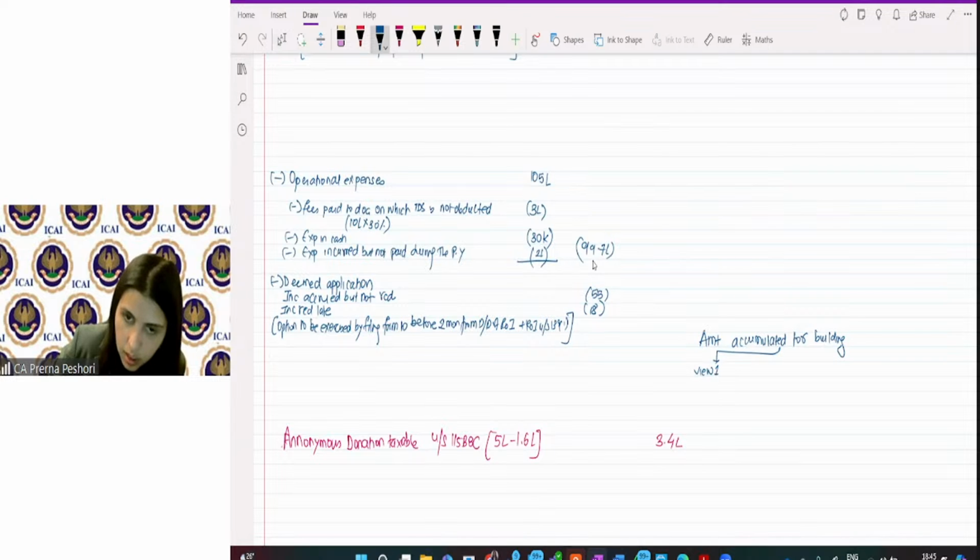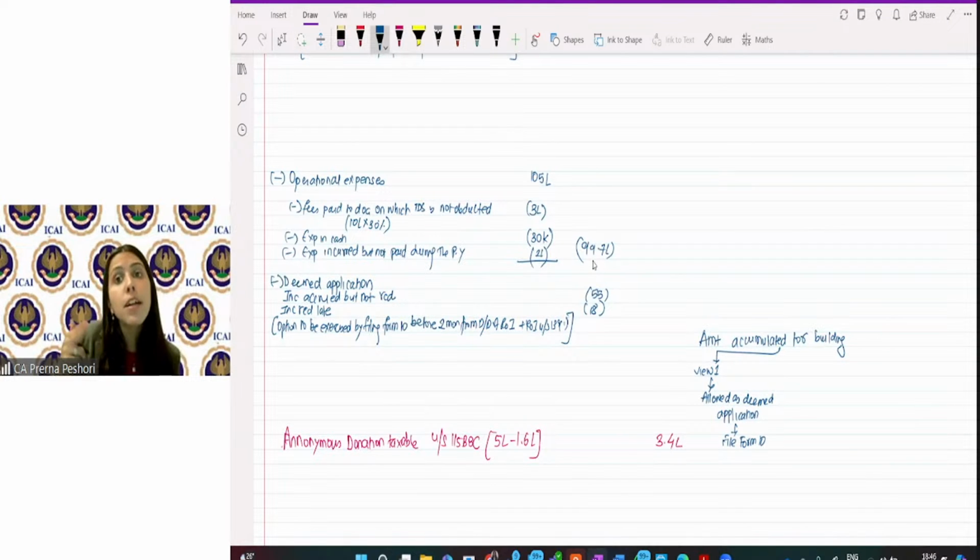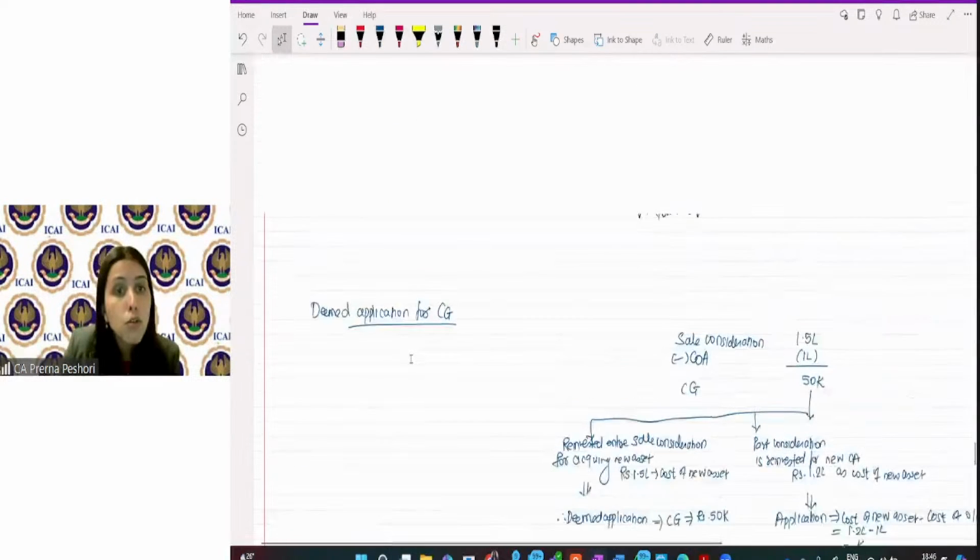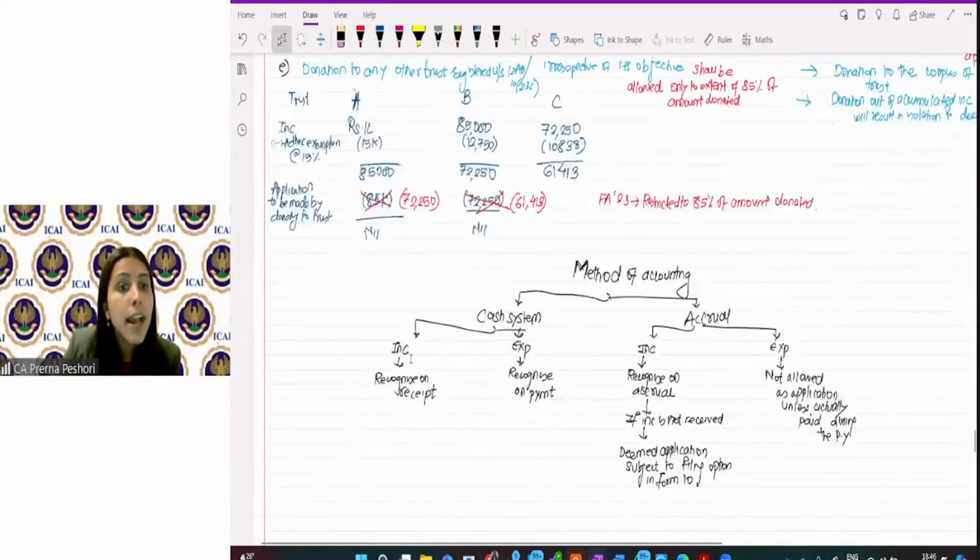View 1: allowed as deemed application. For this, you have to file Form 10. If you remember, I told you that though it is mentioned that you have to file Form 10 before 2 months from the due date of filing the return of income, there's a CBDT circular which gives you leverage, which says that even if you file Form 10 by the due date of return of income and not 2 months prior, still it will be considered as deemed application.